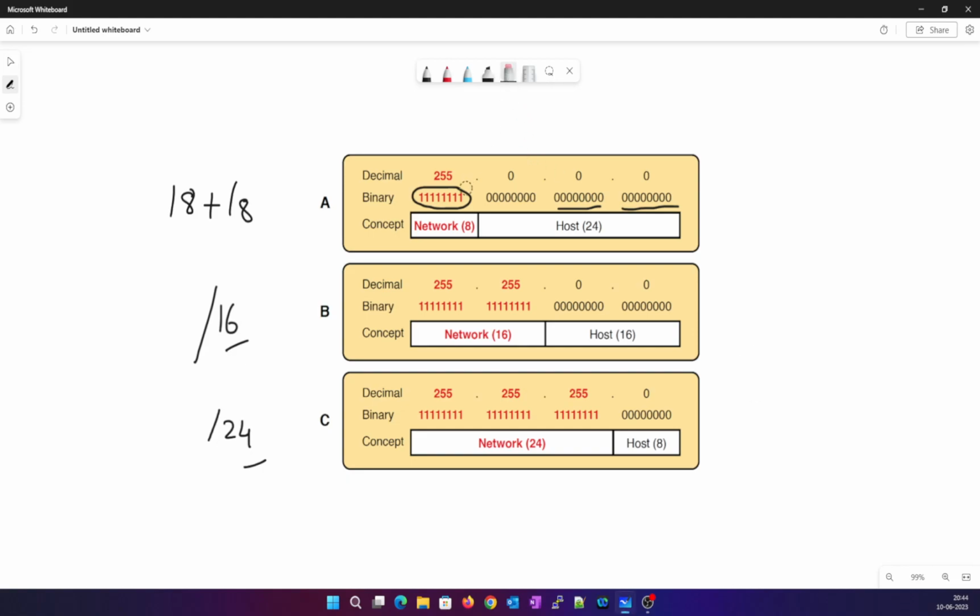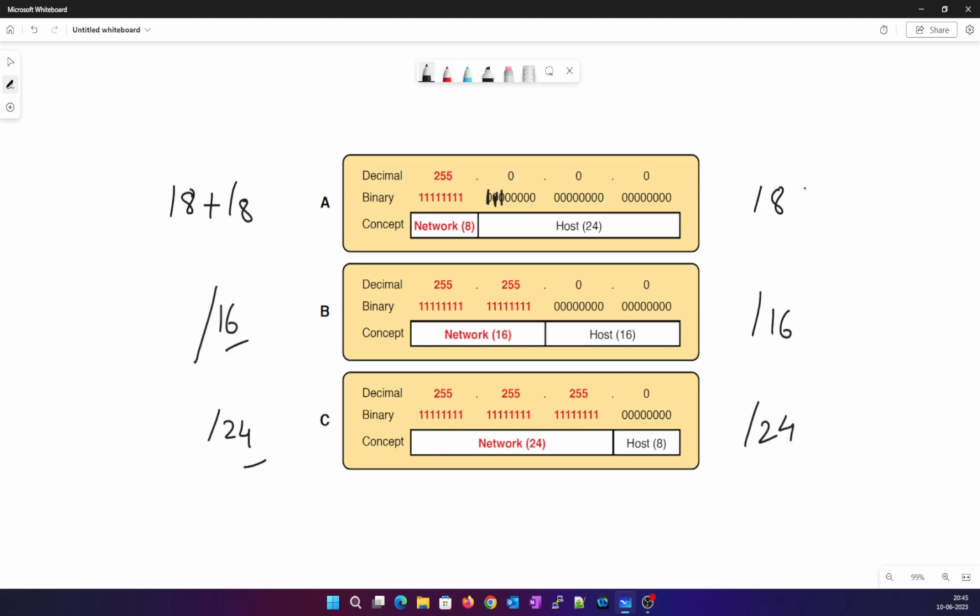So here, all of these are simple decimal formats. But what if we turn these zeros to 1? These are all classful address masks. I hope you know what a classful address mask is, meaning slash 8 is the classful mask for class A, slash 16 is for class B, and slash 24 is the classful mask for class C addresses.